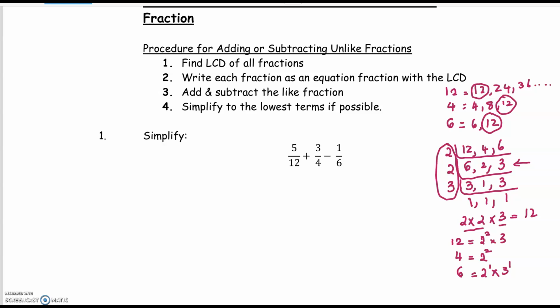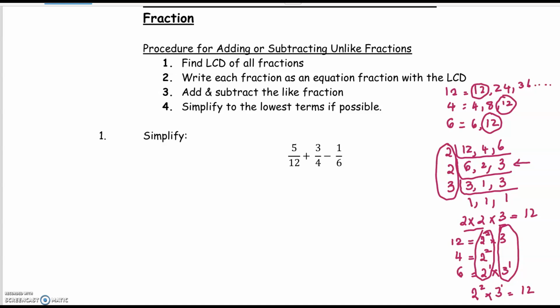So remember what we need to do once we've factored it completely and written it in exponential form. We look at all the 2's in all the numbers, all three numbers, there's a 2. But we pick the largest of the 2's, which is 2 squared. We look at all the 3's in all three numbers. In the second one, it's missing, but that's not a problem. We just pick the largest of the 3's. And that is, again, going to give us 12.